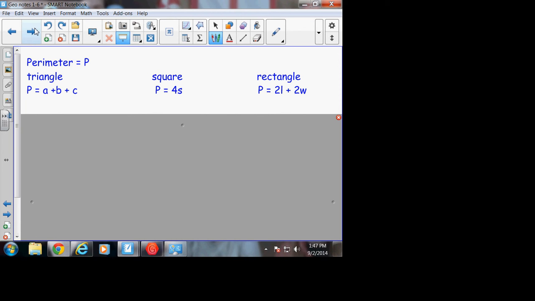Why does square say 4S? Right. All the sides are the same. So instead of writing S plus S plus S plus S, we write 4S. Same with the rectangle. We have two sides are the same. So it's 2L plus 2W.